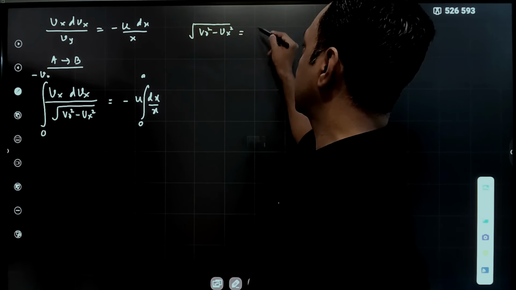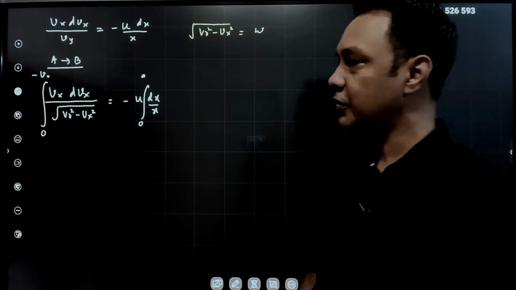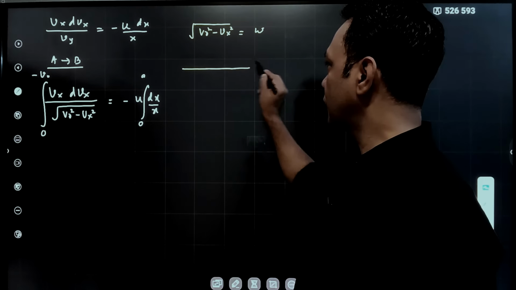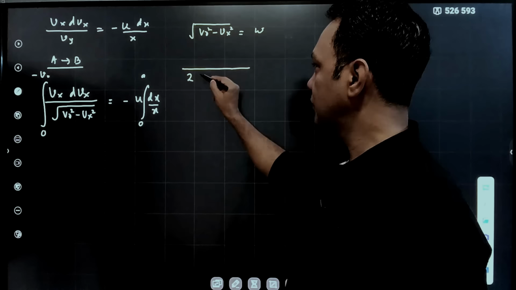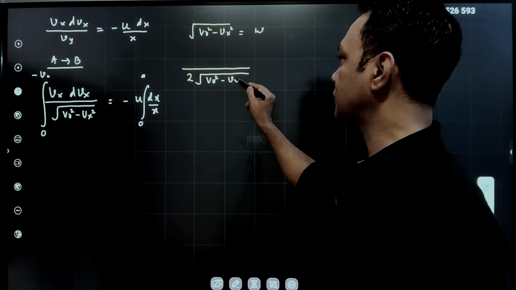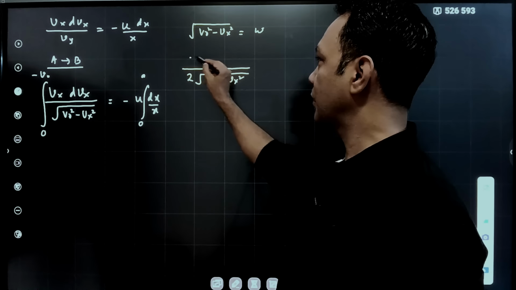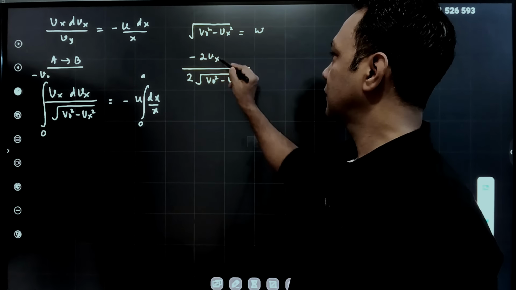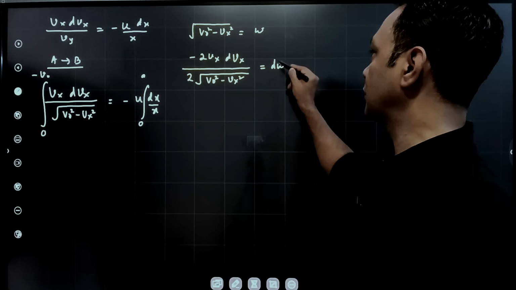We can take this sum W. So just take a differential on both sides. Taking differential on both sides, differentiation of root is 1 by 2 root, so 1 by 2 root V0 square minus Vx square, and go inside the derivative of the square root. So that would be minus 2Vx dVx, and here that is a dW.